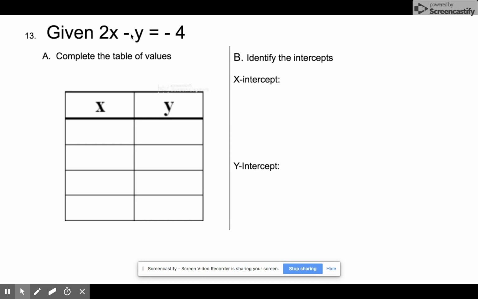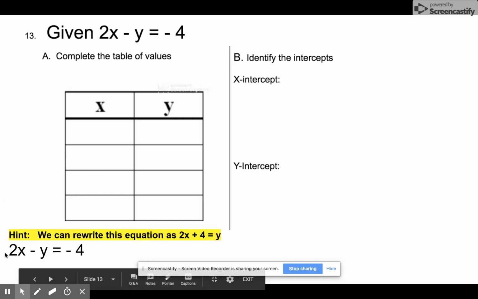So if you have 2x minus y equals -4, typically your first step with making a table is you pick some x values, plug them in for x, and then solve for y. But to make our lives a little bit easier, we're actually going to turn this equation to y equals mx plus b form, which is what we're used to with the table. So to do that, we can make 2x minus y equals -4 into 2x plus 4 equals y.